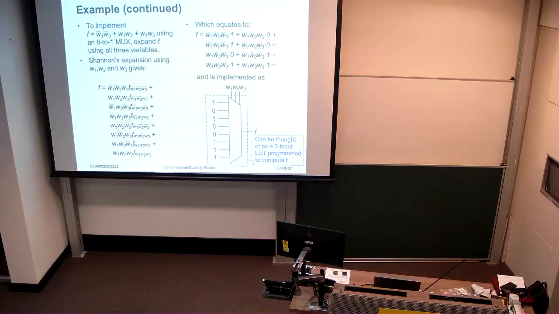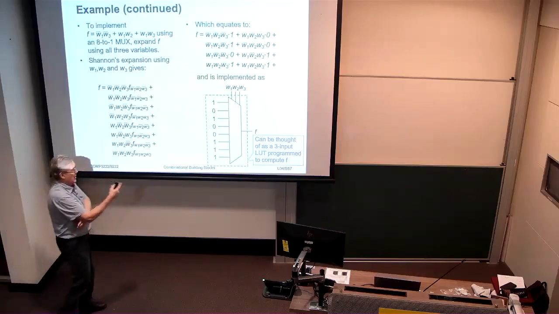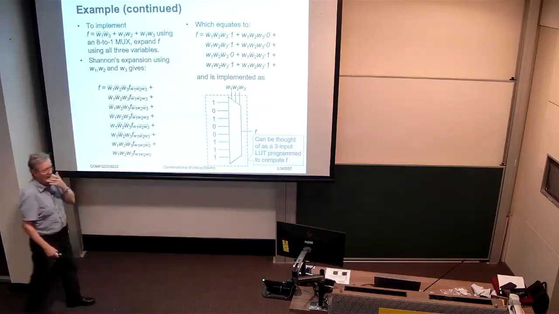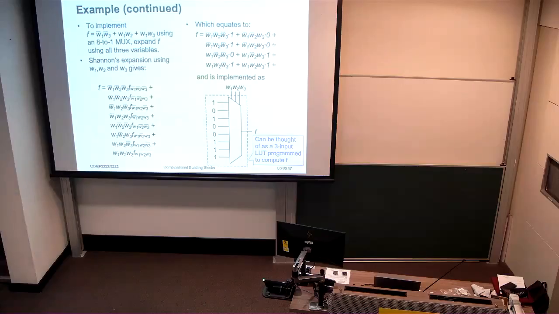So all we're doing is saying that when we expand with respect to all variables, what we get is an n to 1, a 2 to the n to 1 mux, here an 8 to 1 mux for 3 variables. And each input of the mux is going to be driven with either a 0 or a 1, because either that minterm is included in the function or it's not included in the function.